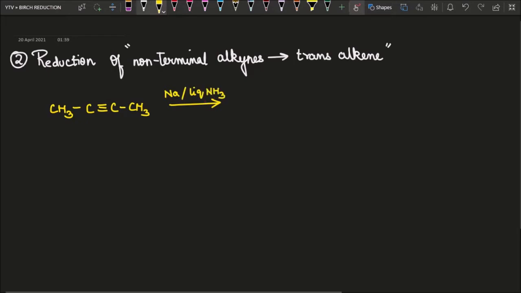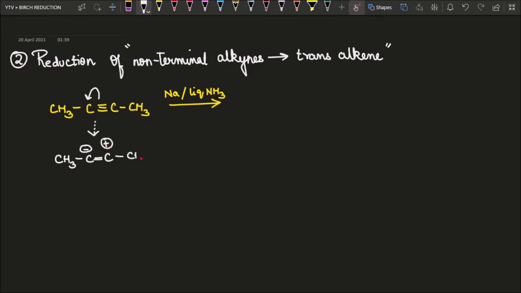Now what will happen? Again there is a triple bond, right? So there is going to be a shift of electrons. Let the electrons be shifted like this. I'll draw it over here and show. So you're going to get CH3, C minus, and then a double bond, and then this carbon is going to get a positive charge, and then CH3.